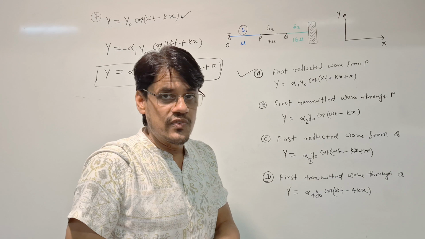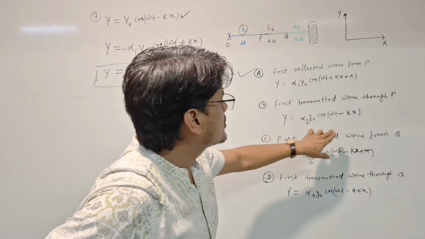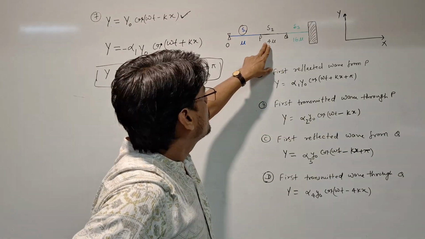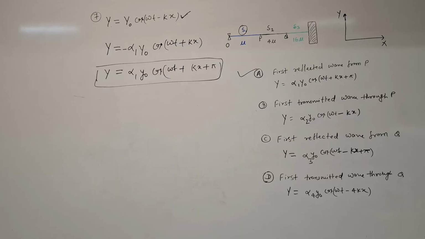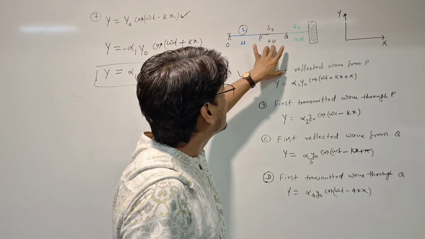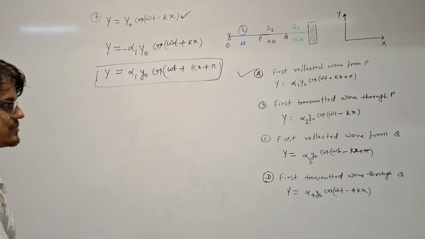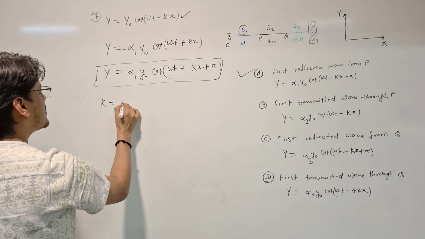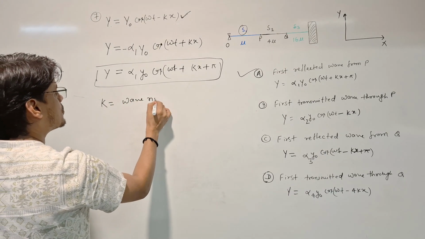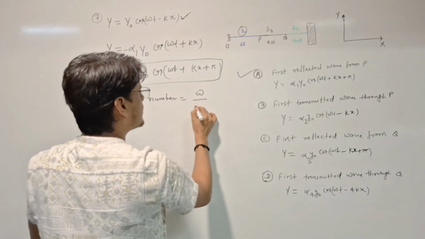Now writing the transmitted wave. What would be the transmitted wave equation? In the transmitted wave equation it is written k, but the wave is traveling in a different medium, string S2. Will the value of k, the wave number, be the same in this medium or different? Let us find. As we know, the value of k, the wave number, is equal to omega upon v.